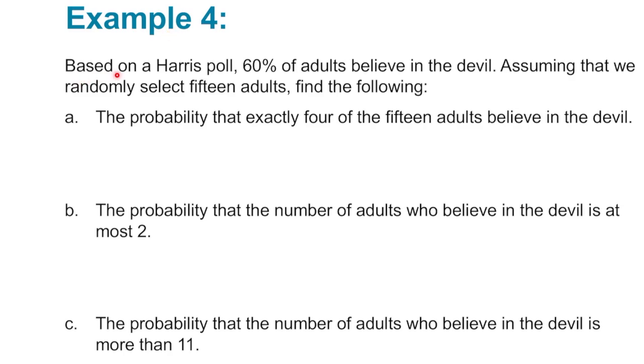Example 4. Based on a Harris poll, 60% of adults believe in the devil. Assuming that we randomly select 15 adults, find the following. From the given information here, I know my n is 15 and my p is 0.6. Question A. Find the probability that exactly 4 of the 15 adults believe in the devil. Exactly 4 means I want to find the probability that x equals 4.